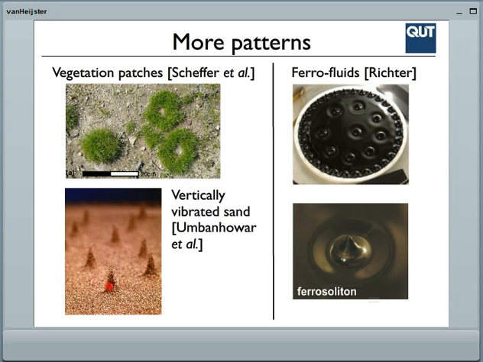And here on the right, you see something similar, localized structures, but now in a fluid which is made magnetic. It's a very special fluid, and if you put a magnet underneath it, it will become magnetically charged, and you can make these solitary solutions. These are the solutions which I'm interested in, these small localized solutions.